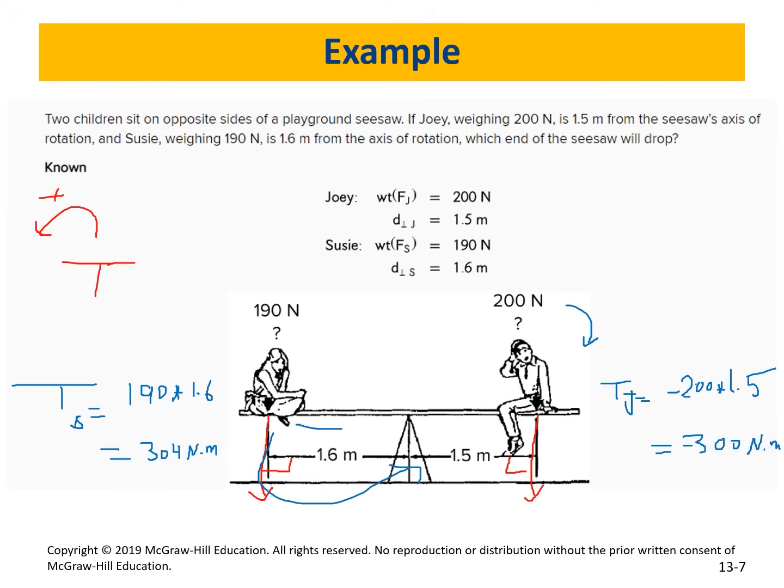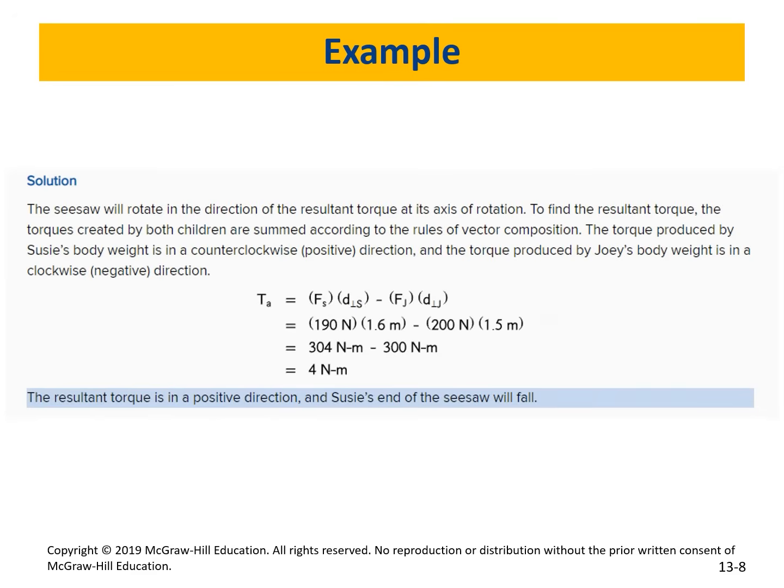Does it make sense? But always make sure that you know the direction of the rotation. So you can say Susie's side will go down, or you can say that we will have a torque in the positive direction of 4 Newton meters, right? This is how you look at the example. The difference between the two is 4, and that's positive, and that's Susie's. So the resultant torque is in the positive direction, and Susie's end of the seesaw will fall. Make sense? Good? That's something to keep in mind when we look at directions, because that's important.